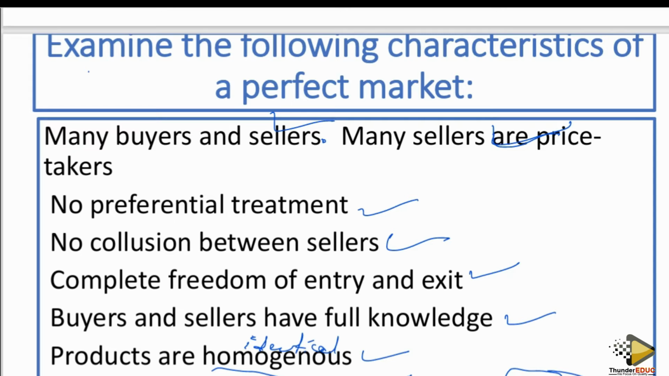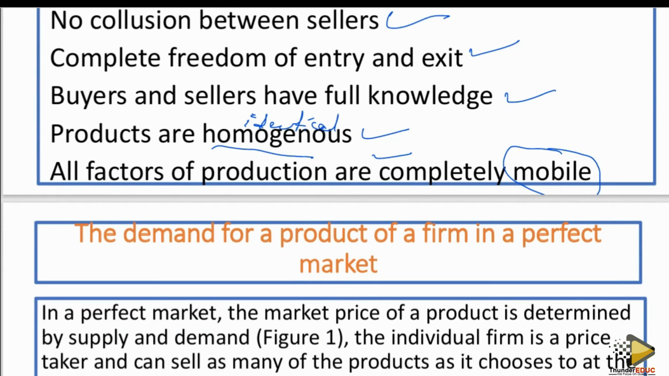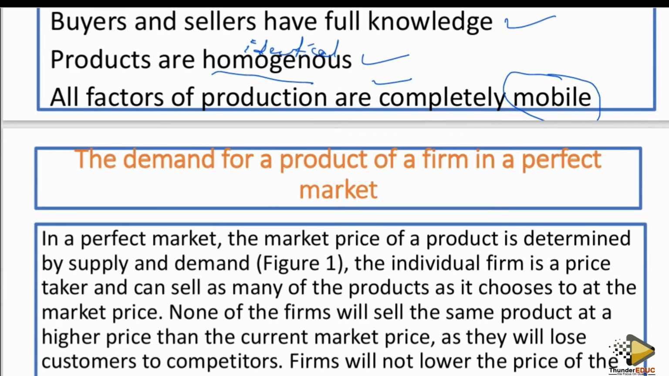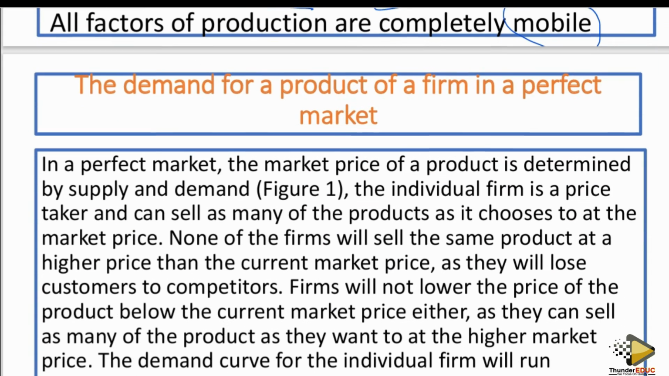Okay, right. So now, let's move on to the demand for a product of a firm in a perfect market. If you still remember, I did explain this in my introduction, saying that under the perfect market, the demand curve is horizontal. What does it imply when it's horizontal? It implies that the price of the product is the same throughout. It cuts across all the market, and is the same as long as they are operating under this market.